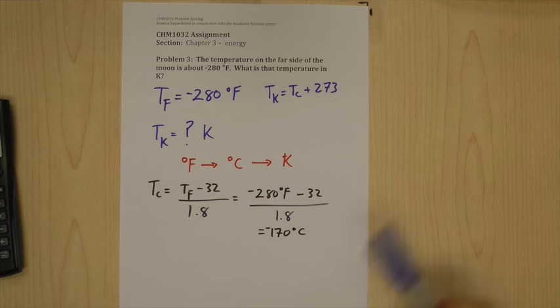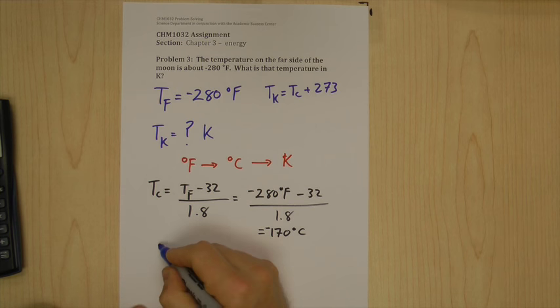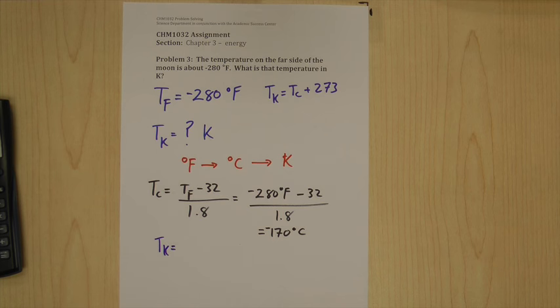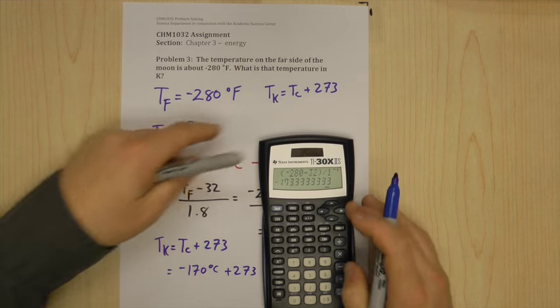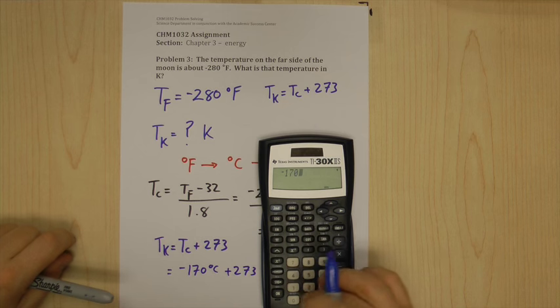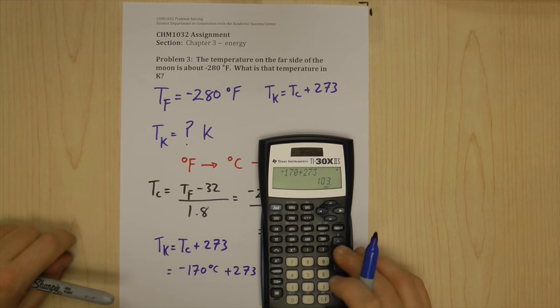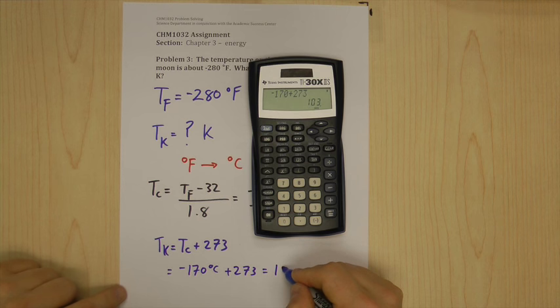All right. Now, to convert from that to Kelvin, T Kelvin equals TC plus 273. Okay, now it'll be negative 170 degrees Celsius plus 273 equals, bust out your handy dandy calculator again, negative 170 plus 273 equals 103 Kelvin.